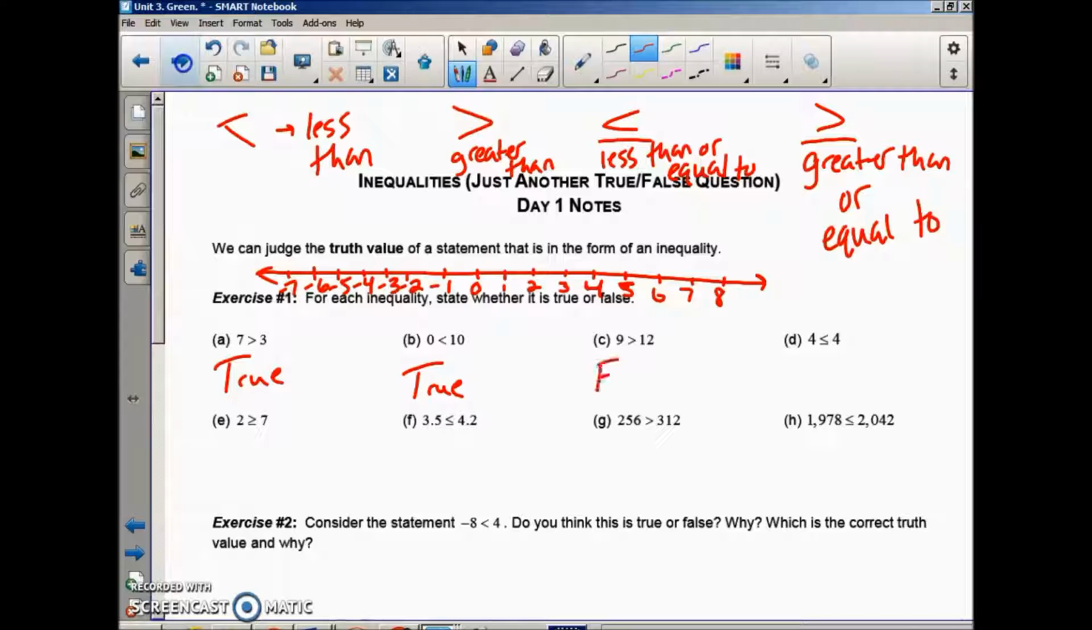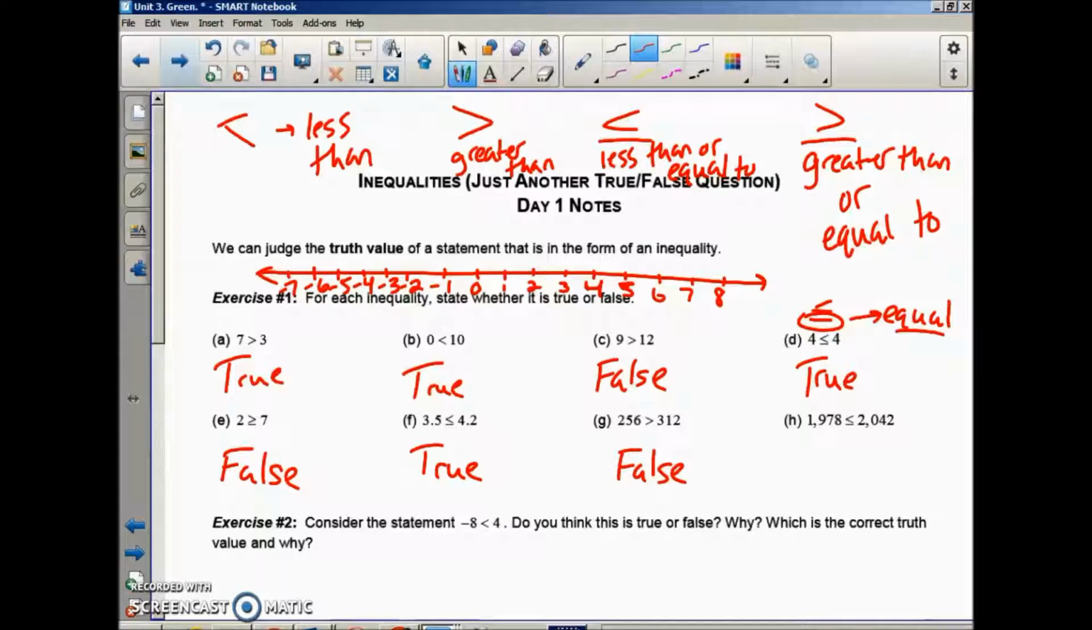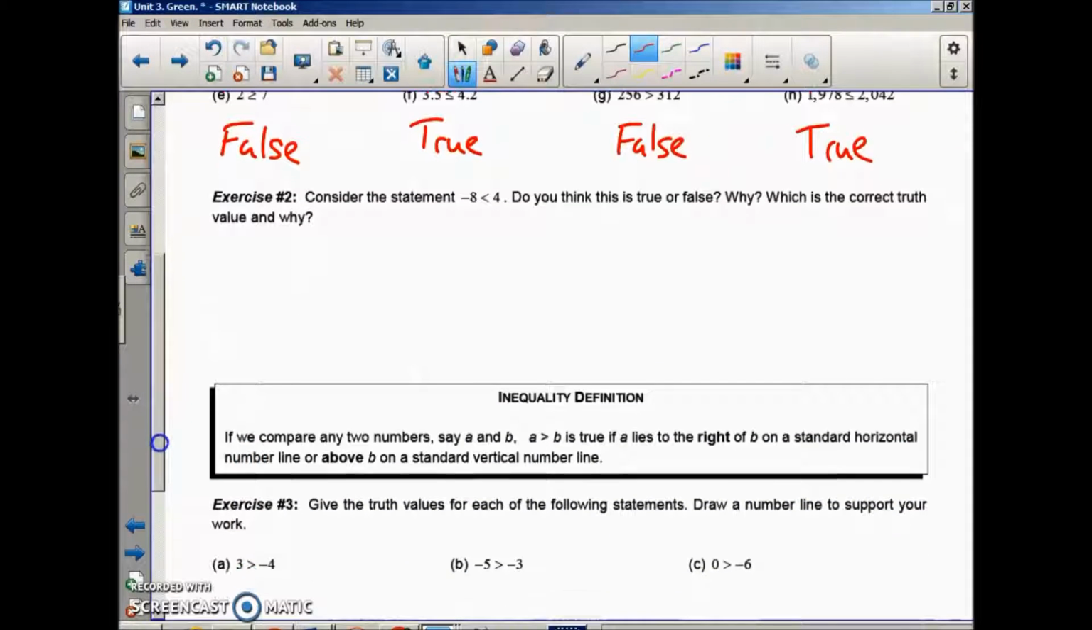0 is less than 10, that's true. 9 is greater than 12, again using the number line as a way to guide you. False. Letter D, 4 is less than or equal to 4, that equals portion makes that true. The rest of these are really very similar. You're just seeing if they are true or false based on the inequality symbol.